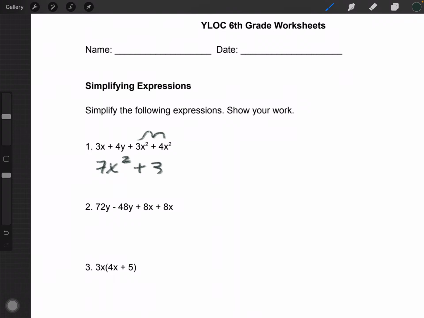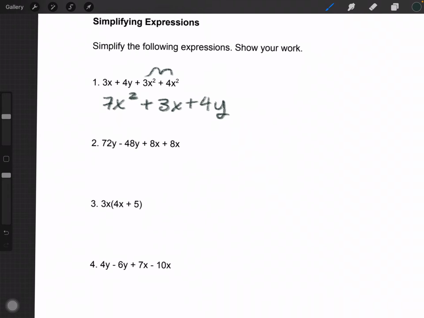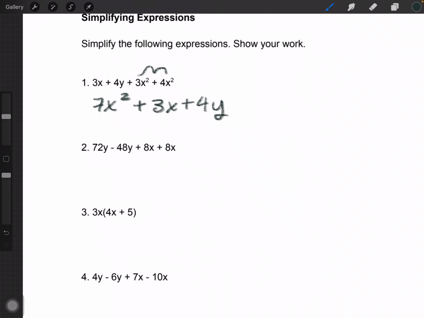So we add them like so, and then this is already considered to be simplified. In this case over here too, 72 and 48 are both in terms of y, and so you are able to simply subtract 48 from 72 to get 24. So you have 24y. Now 8x and 8x are both in terms of x, and so you can add them together to make 16x, and that is your most simplified form.